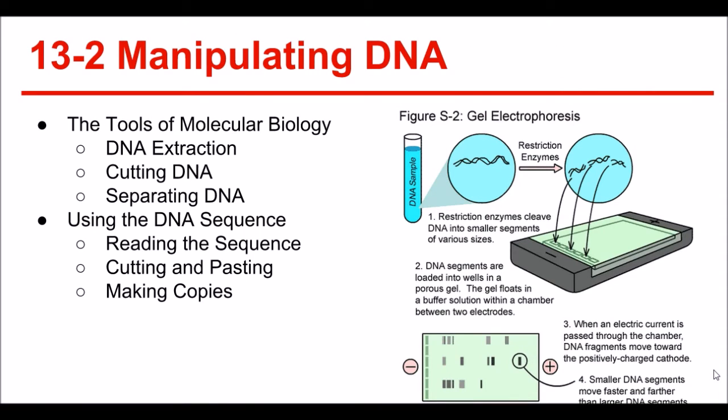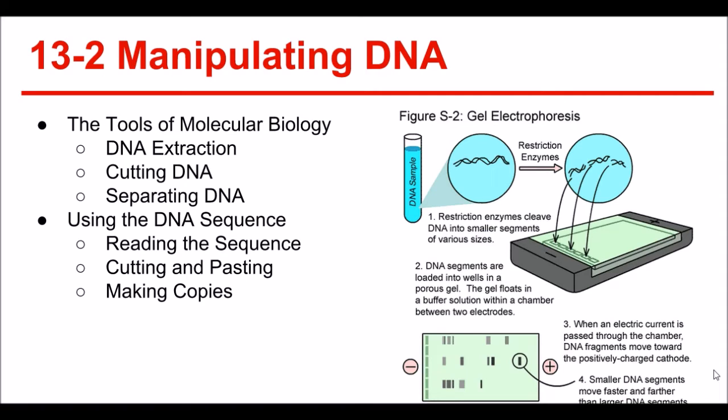Okay, 13-2, Manipulating DNA. Until recently, animal and plant breeders could not modify the genetic code of living things. Scientists, however, could use their knowledge of the structure of DNA and its chemical properties to study and change DNA molecules. Different techniques are used to extract DNA from cells, to cut DNA into smaller pieces, and to identify the sequence of bases in a DNA molecule. And this allows us to make unlimited copies of genetically engineered DNA.